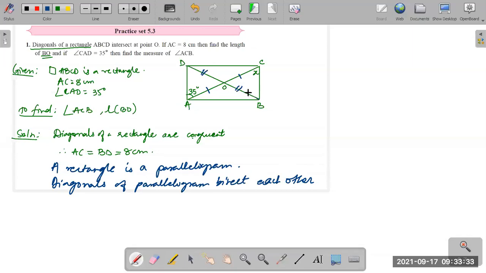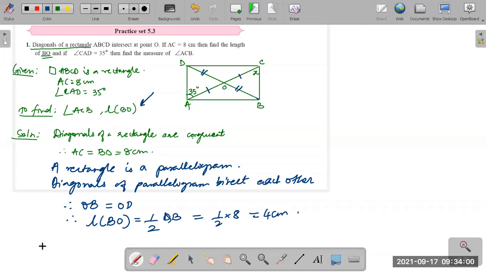All right. So what will happen? This complete thing is 8 centimeters, and OB is half of it. OB is equal to OD. Therefore, what can we say? Length of OB or length of BO. We are asked to find the length of BO, so let us use the same order. Length of BO will be equal to half of DB, which is half of 8, which is equal to 4 centimeters. So we have got the length of BO to be 4 centimeters.